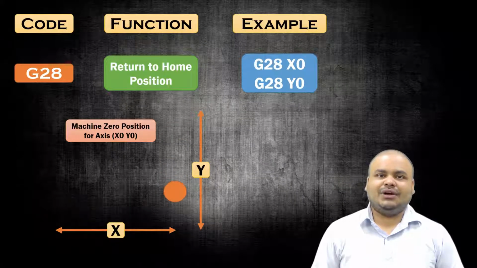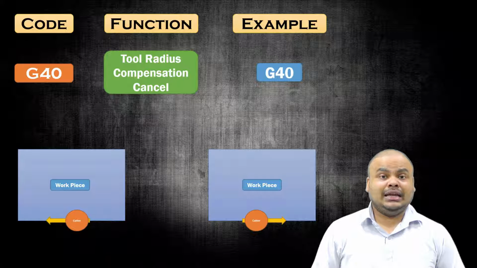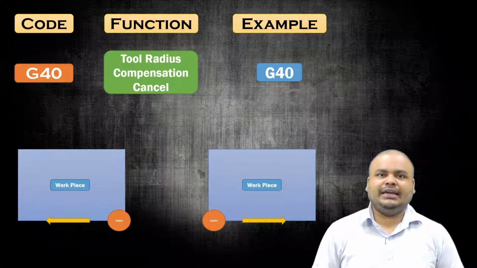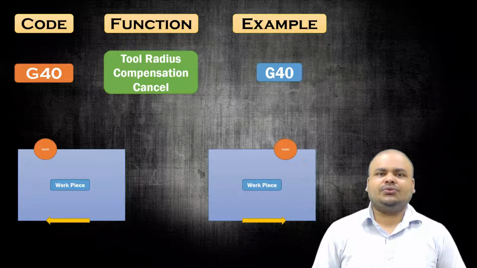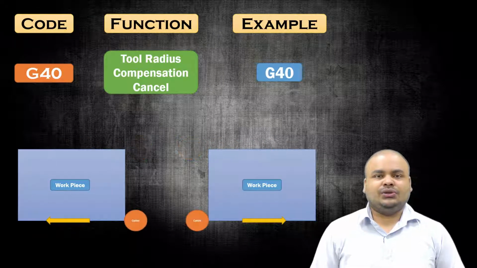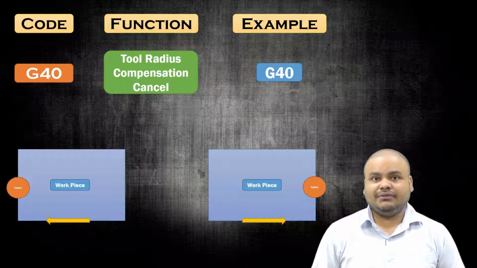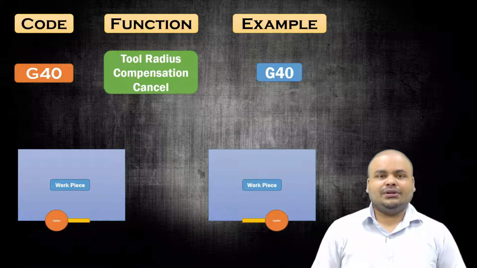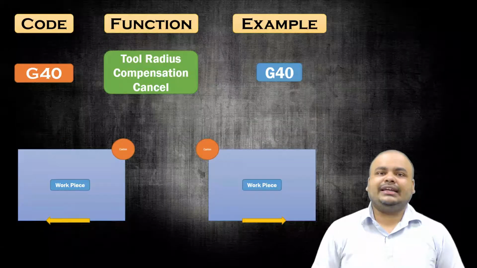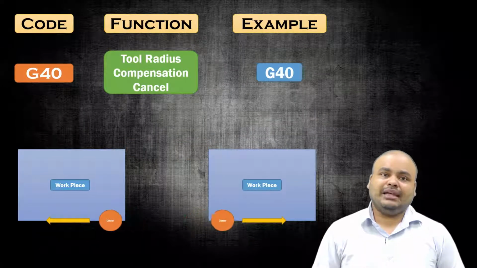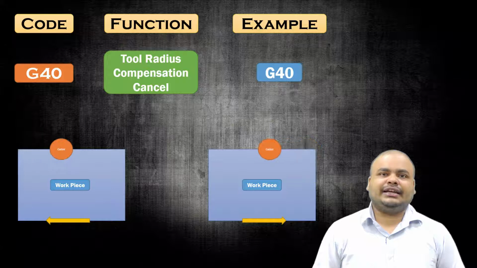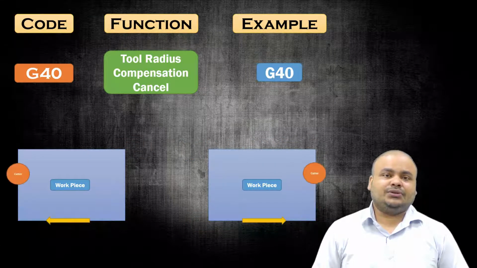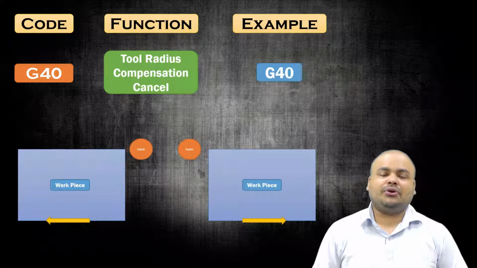Then moving on to the next one, one of the most important things. Please try to understand carefully. The first one is G40. G40 is tool radius compensation cancel. Now when we give the coordinates from one point to the other point, we need to move the tool. The radius of the cutting tool plays a very vital role, because if the radius increases, more material will be cut or less material will be cut. So it depends on the profile we are going to make.